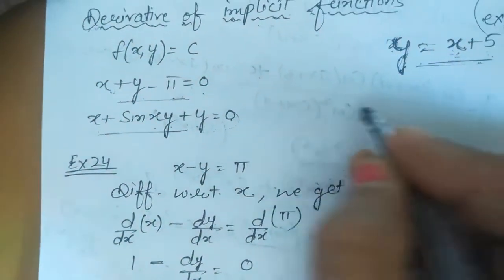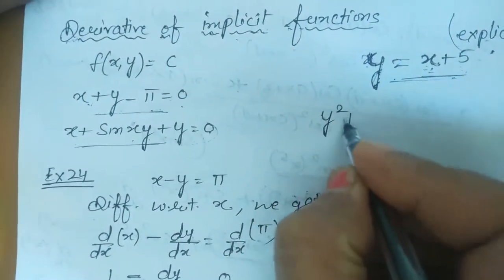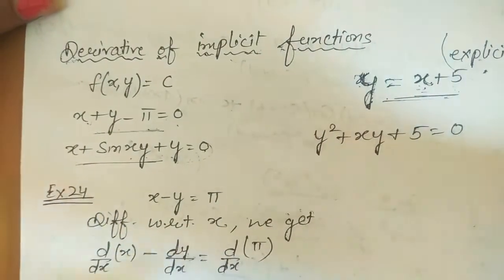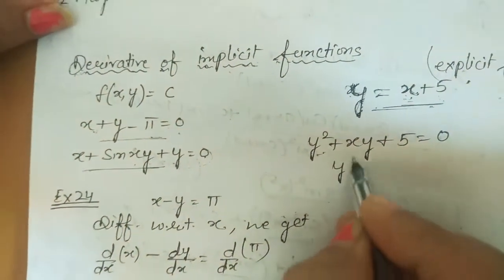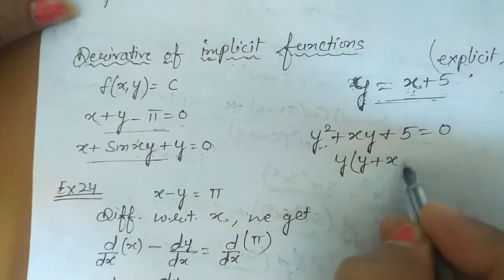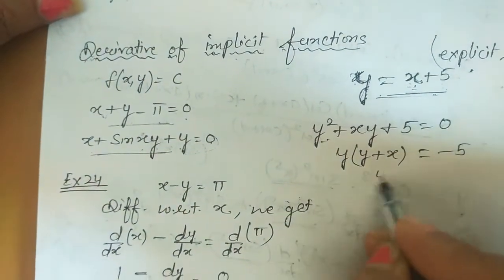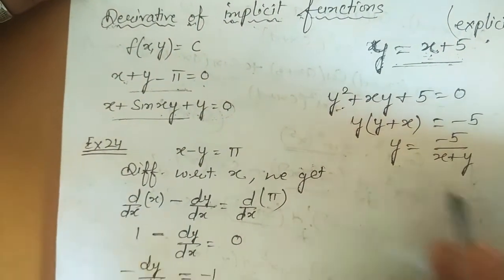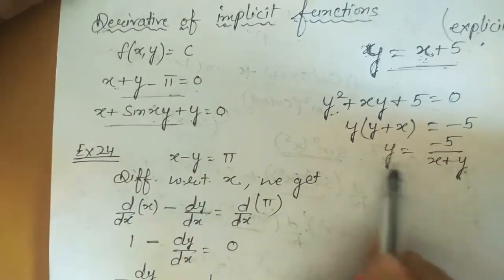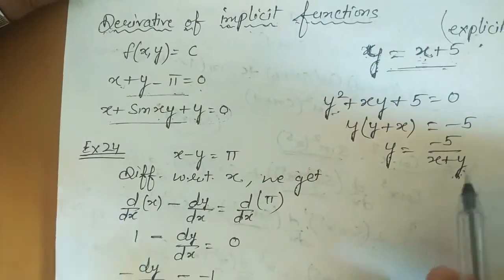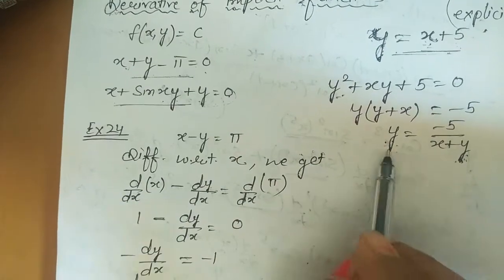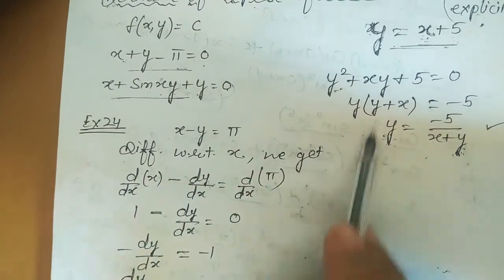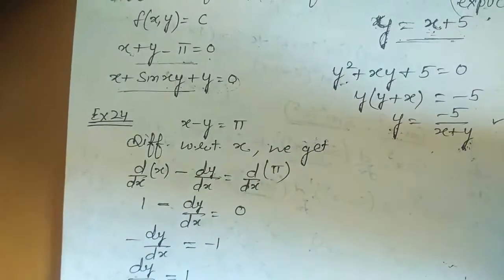Suppose I take one more example: y square plus xy plus 5 is equal to 0. If I take y common from these, y times y plus x is equal to minus 5, then y will be minus 5 upon x plus y. So here y is on both sides, and we cannot separate y here. So this is called an implicit function. We will take the derivative of these types of functions.